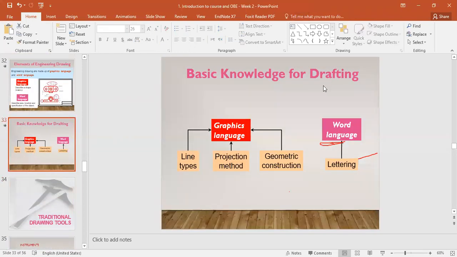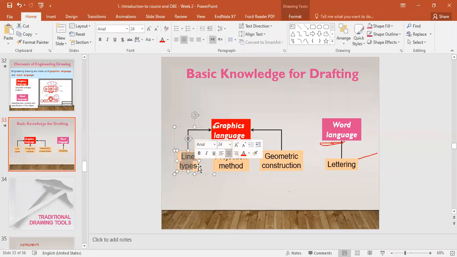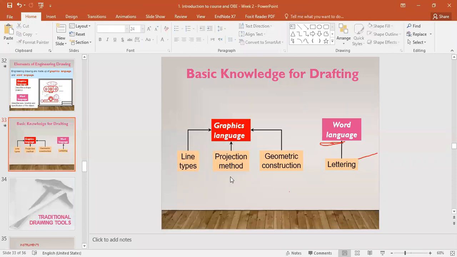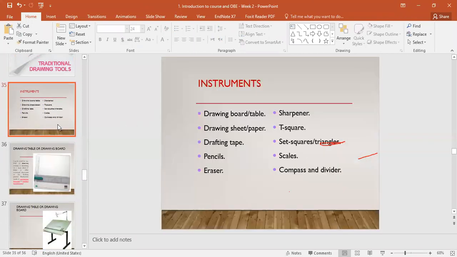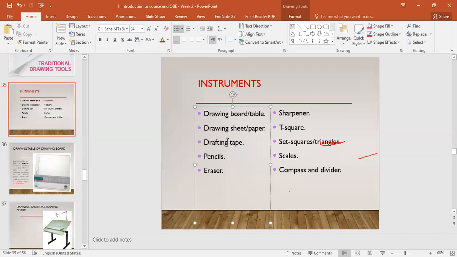So the basic knowledge for drafting: word language means lettering or dimensioning, and graphic language means line types, projection methods, and geometrical constructions. Firstly we will study the lines and drawings by using lines. Then we will study drawing using the projection method and geometric construction as well. These are some drawing instruments and tools that we will use: drawing table, drawing sheet, drafting tape, pencil, eraser, and all that.